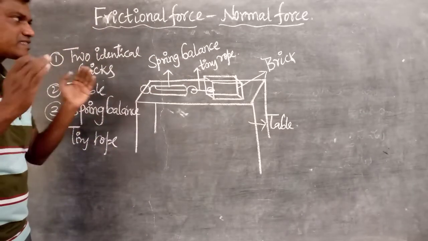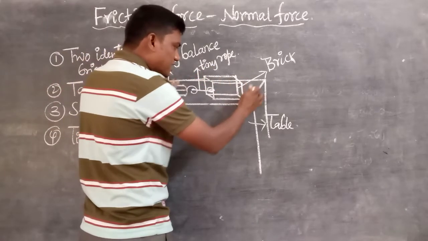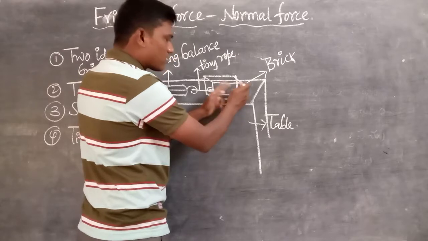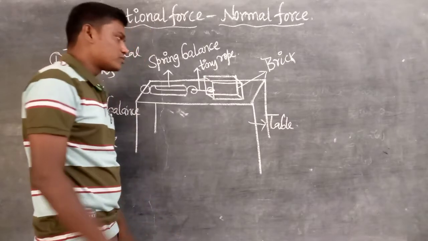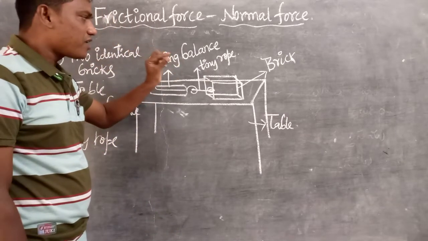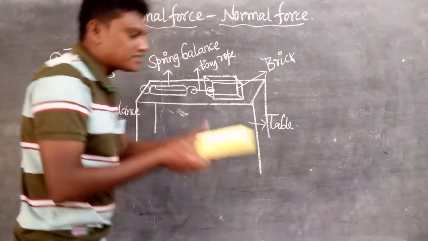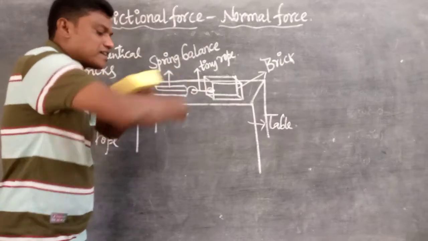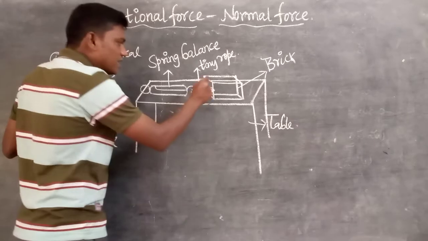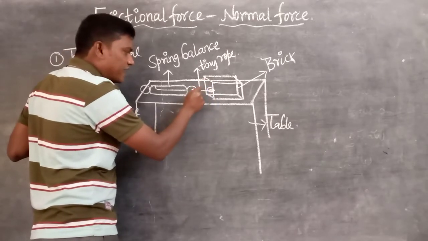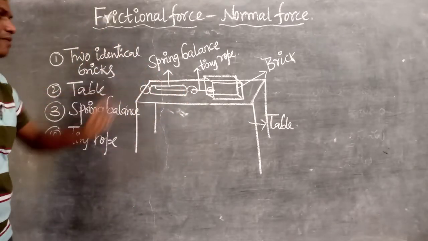First of all, we take one brick. That brick is placed on the horizontal surface of a table at one corner. Now that brick is tied with a rope. A small, narrow cross-section rope we can take, and the brick is tied with the rope in horizontal and vertical mode, both sides. And further, the rope is connected to one end of the spring balance. So this is the spring balance.